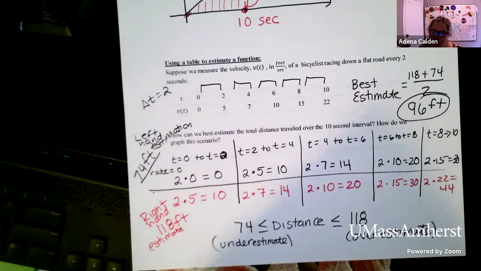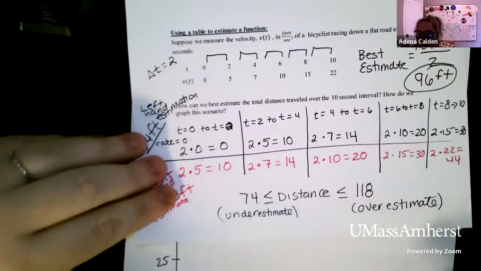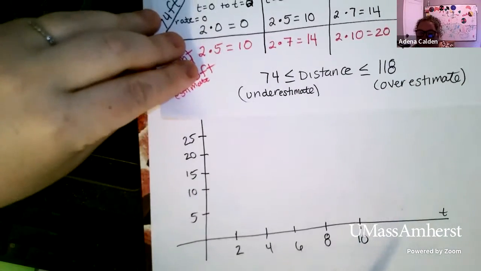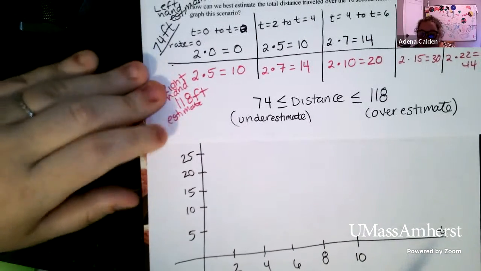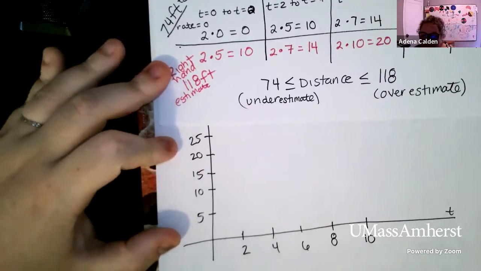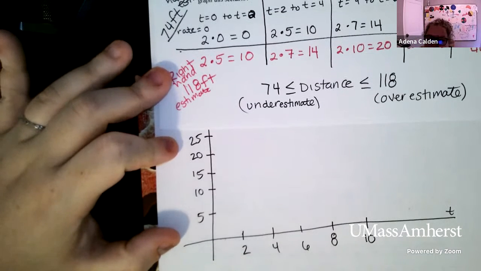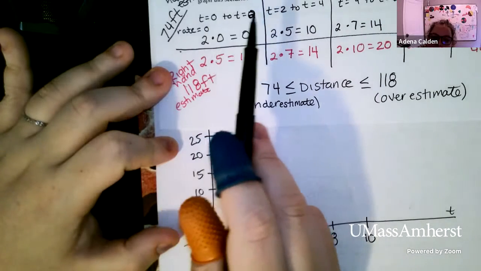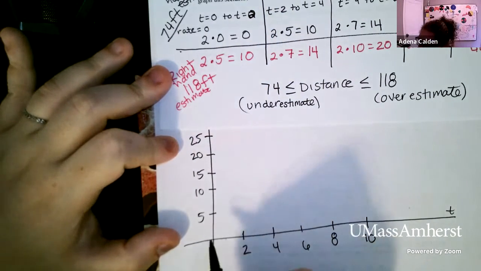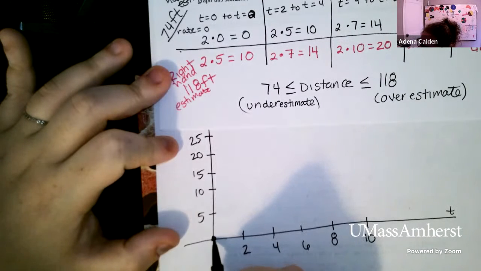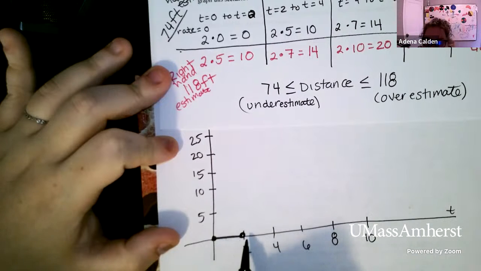So why do we do it this way? How is this related to what we were doing before? Well, let's graph this. Okay, so there are 2 distinct graphs that are going to come out here. There's the left-hand approximation and the right-hand approximation. So we're going to do the left-hand approximation first to see what's happening. So from time equals 0 to time equals 2, we were assuming a rate of 0. So if we were graphing that, our rate would be constant and it would be 0.